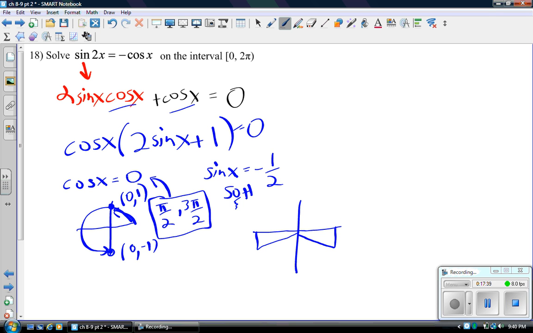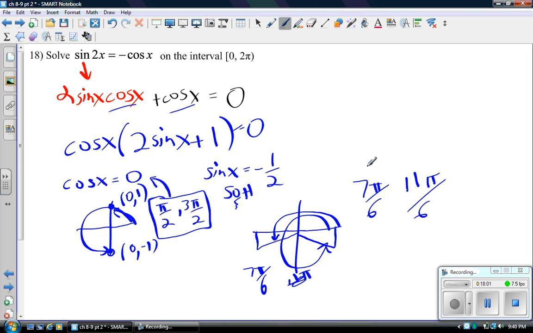Then the final question is, what is that angle in radians? That is 7 pi over 6. And what is that angle in radians? That is 11 pi over 6. Ooh, that looks terrible. Let's make that look prettier. 7 pi over 6, or 11 pi over 6. Again, that solves this part. So there are all my solutions that can make this true.